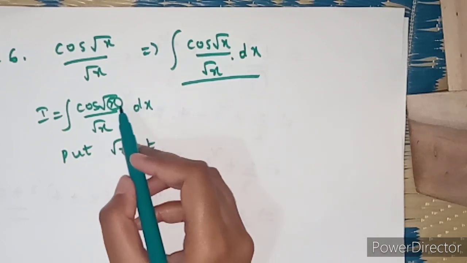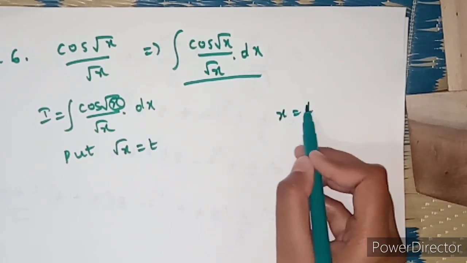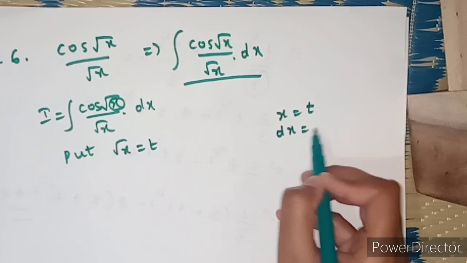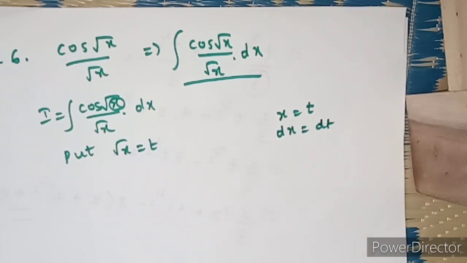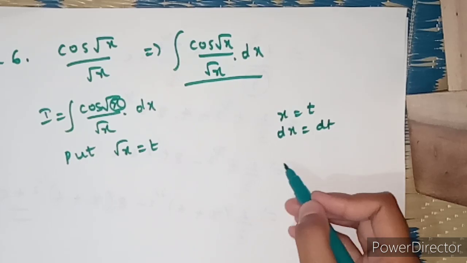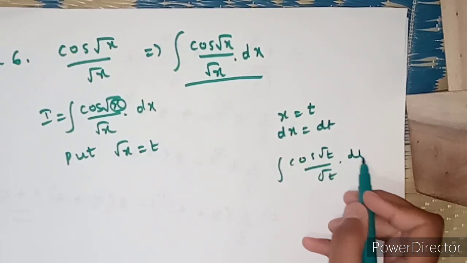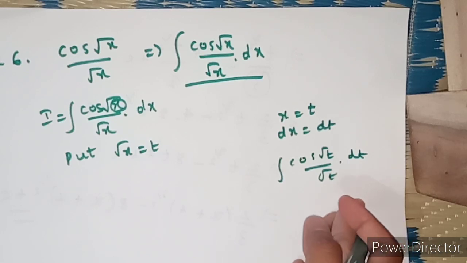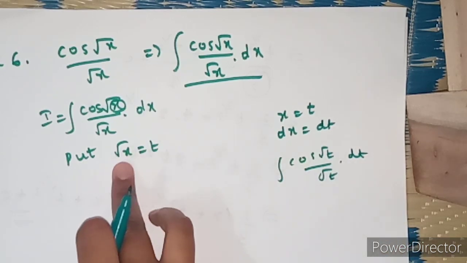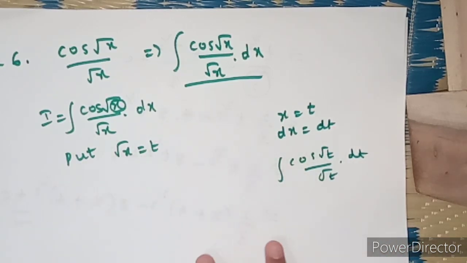Why have I not taken x as t? If I take x as t, dx is equal to dt, right? If I substitute, you will get cos root t upon root t into dt. Then we can't solve it, right? So I have taken root x as t. Okay, I hope you understood this.